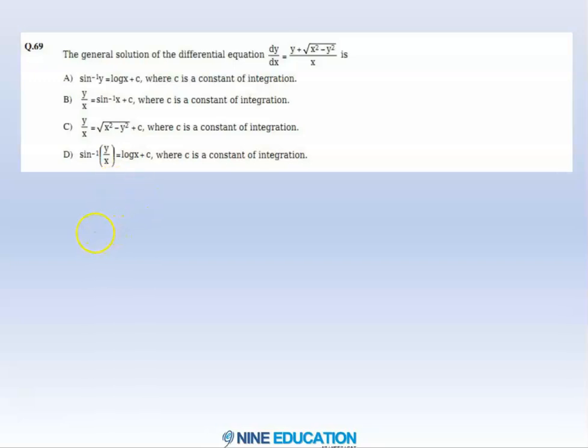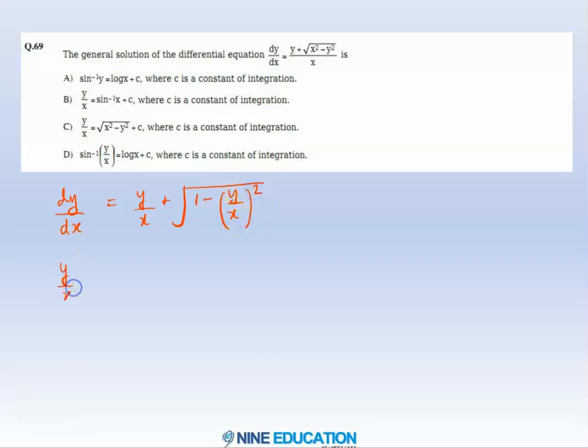Question number 69 is to find the general solution of the differential equation. So we can write the given differential equation as dy by dx, that is equal to y by x plus root over, that x I will send inside the root, so it will become x square, so it will be 1 minus (y by x) whole square.